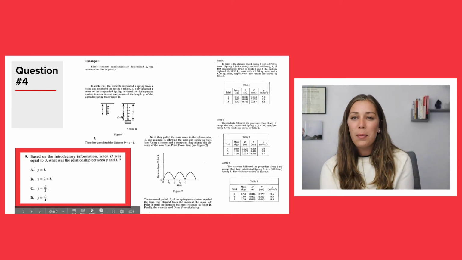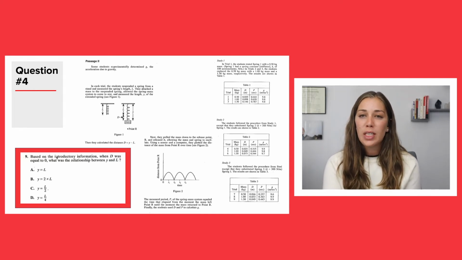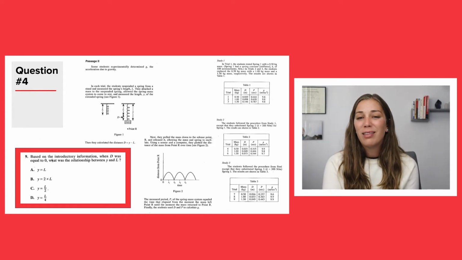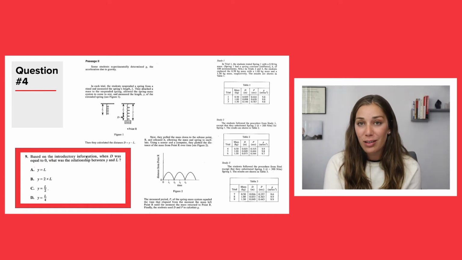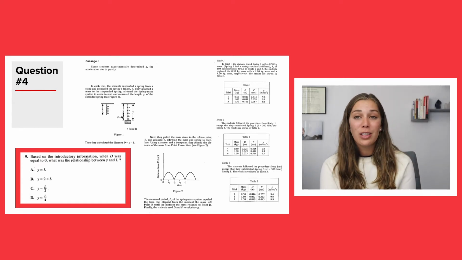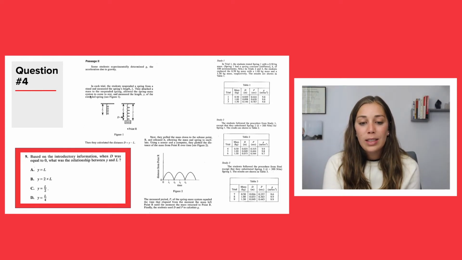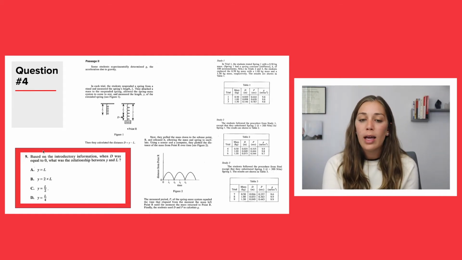So the next one is that type of question where they're really asking you to just use the information given and change some things around. This is kind of like a trends question, but let's see how it goes. Based on the introductory information. Now, they're giving you some keywords, introductory information. I know I'm going to look at the beginning few paragraphs. Okay, when D was equal to 0, what is the relationship between Y and L?